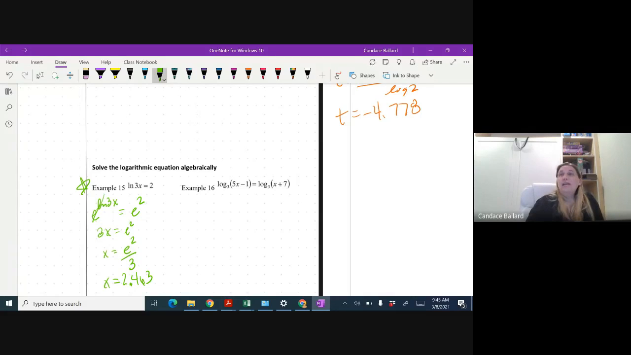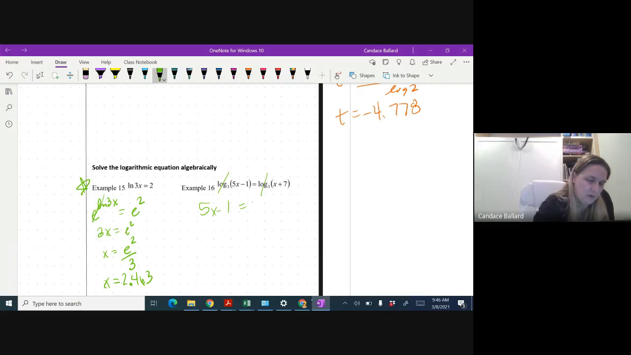All right, we have talked a little bit about what happens with example 16. When I have the logs and I have a single log on each side, what happens with the logs? Do you guys remember? Can you tell me in the chat? What happens with the logs when I have a single log on both sides and they match? Nice work. They cancel out. Good job. So we get to cancel those out. It's technically called the one-to-one property, right?